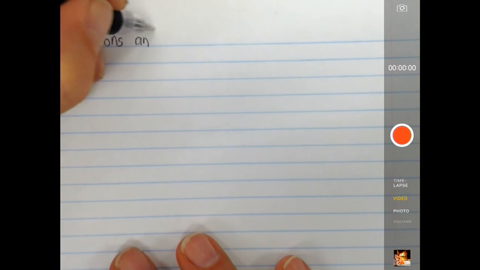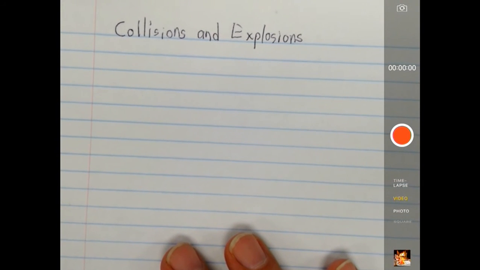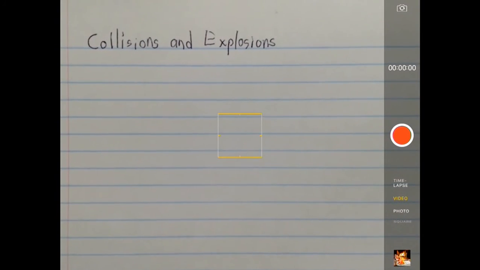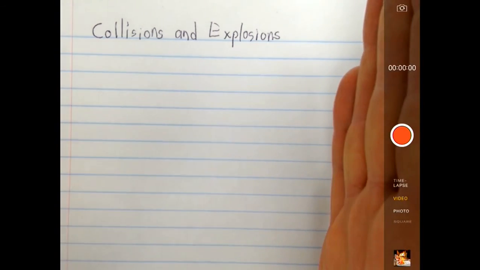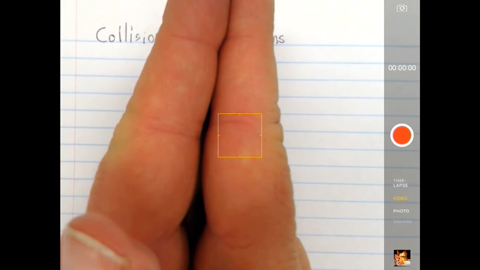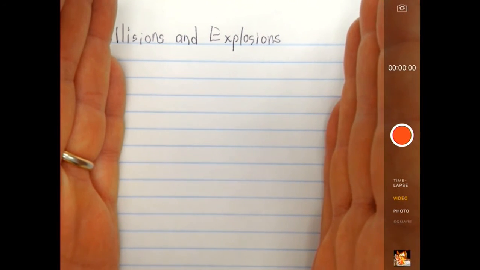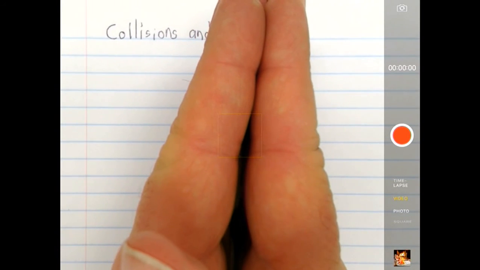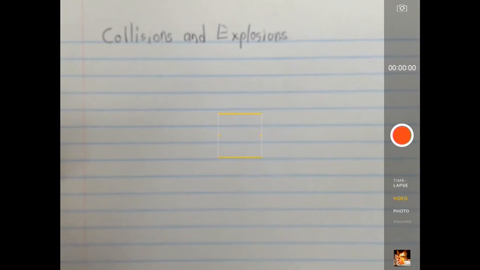Collisions and explosions. Now, this sounds exciting to be teaching you about explosions, but it's very boring. We're not exploding anything. Look, I have my two hands. When I bring them together, that's a collision. When I take them apart, that's an explosion. That's it. Two or more things coming together is a collision. One thing separating into two or more parts, that is an explosion.